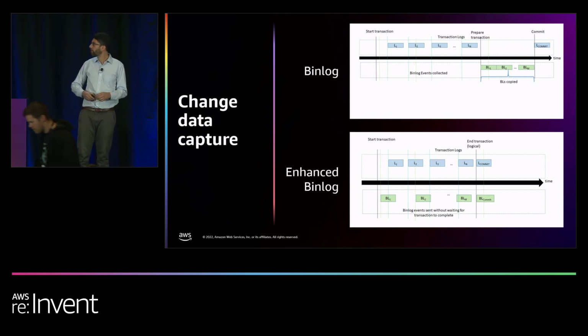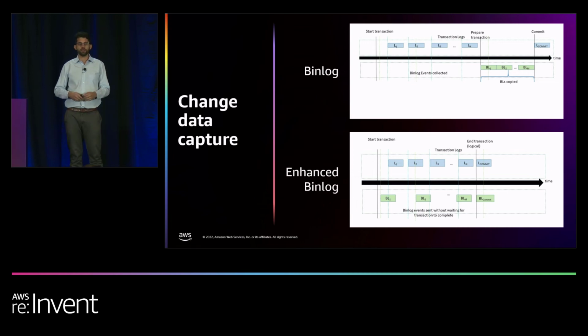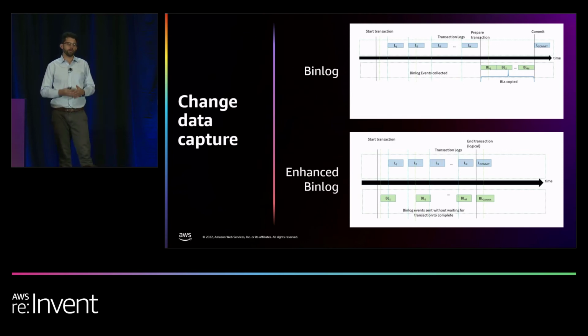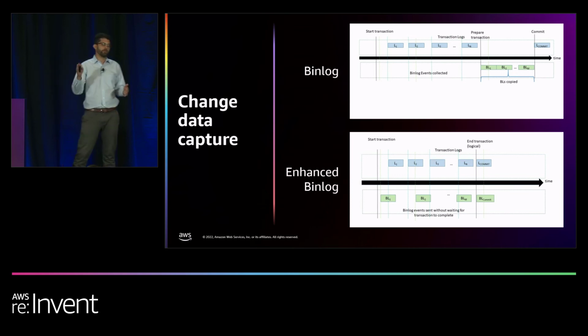So at the top, you see how binlog works in community MySQL. And the performance impact happens for a couple of reasons. First, the transaction log and the binlog are written serially. So MySQL waits for the transaction log to get written, then it writes the binlog, and then a two-phase commit commits both those things. And so you have to wait for one and wait for the other, and then wait for the commit.